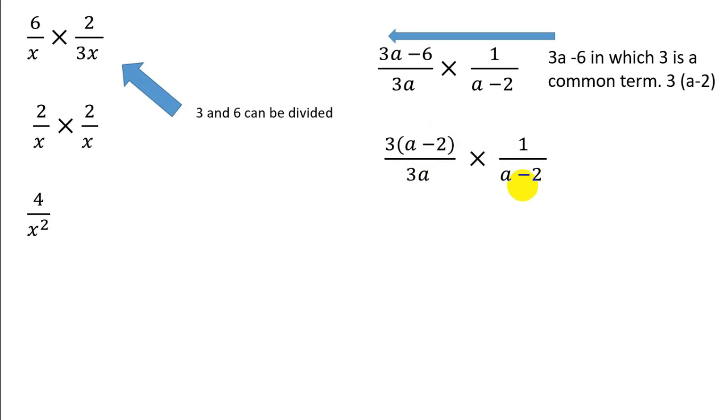Also 3 can be eliminated. This 3 and 3 can be divided. So in the numerator I ended up with 1 multiplied by 1 is 1, and here a minus 2 and 3 already cancel, so the remaining term would be a. So my final answer would be 1 over a.